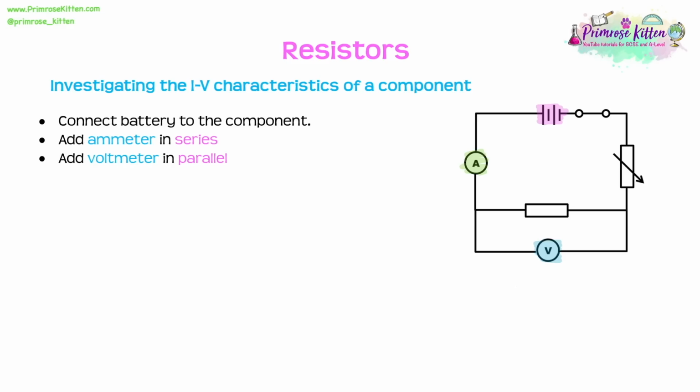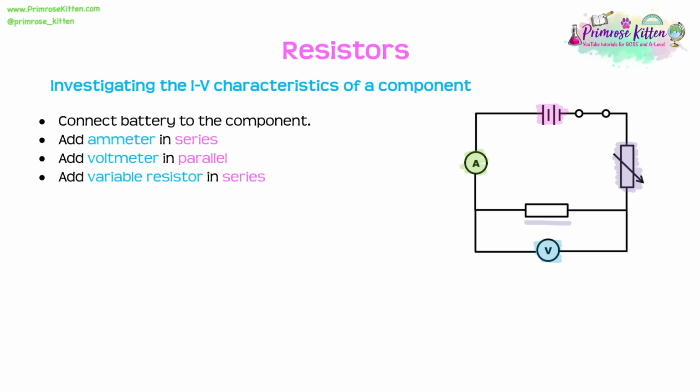Next up, we're going to need to add a variable resistor in series with the component. Now this is very important because we can use the variable resistor to change the potential difference. So once our circuit is all set up, and make sure in the exam you draw this circuit just like I have here, but with the relevant component in place of this resistor.